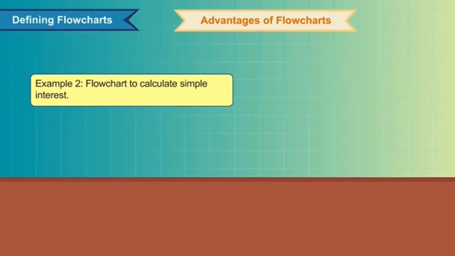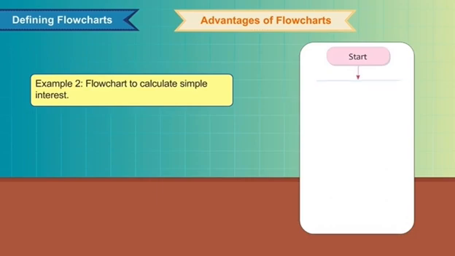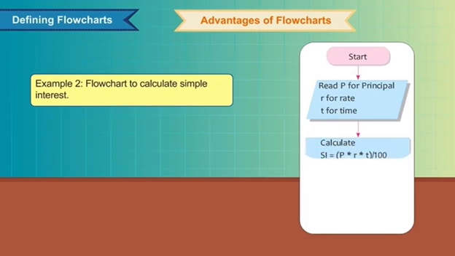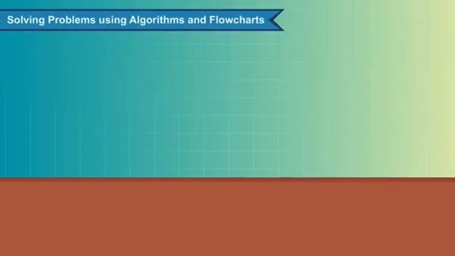Example 2. Flowchart to calculate simple interest. Start. Read P for principal, r for rate, t for time. Calculate SI is equal to (P multiplied by R multiplied by T) divided by 100. Print SI, stop. Solving problems using algorithms and flowcharts.